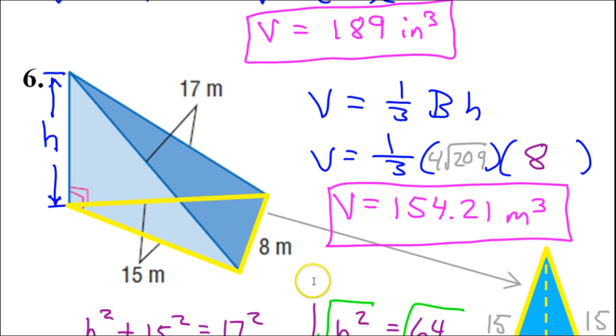Alright, this video is getting long enough, so I'm going to go ahead and stop this video here. But there's more to come, so we're going to pick up with number 7 and get into some more difficult problems where we're looking for things other than volume. In fact, maybe I'll give you the volume and we'll work backwards to find some lengths and areas. So, I'll see you on the next video.